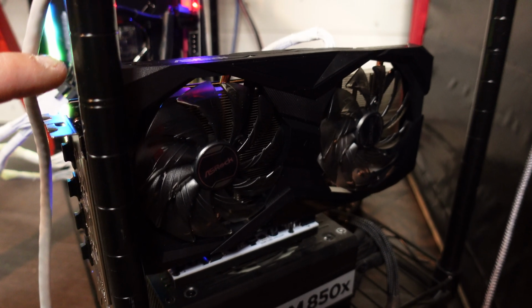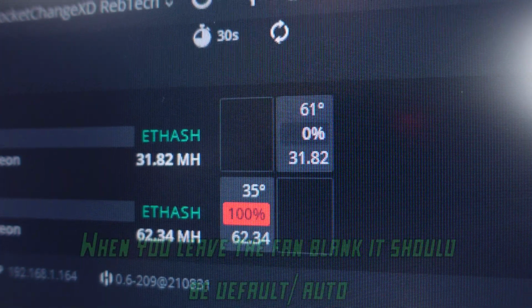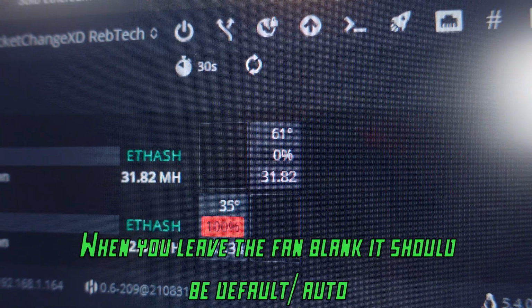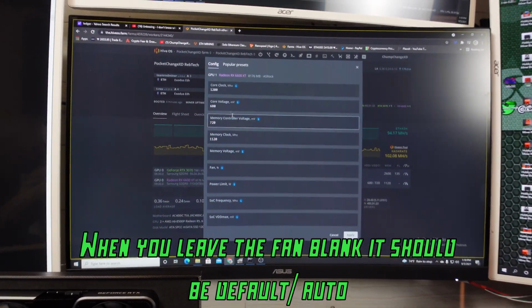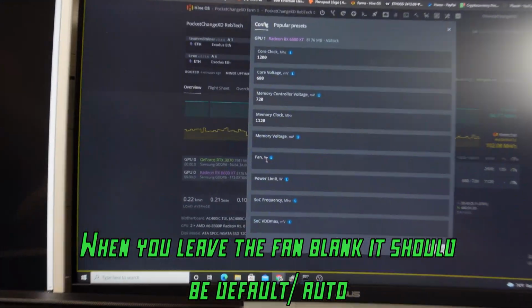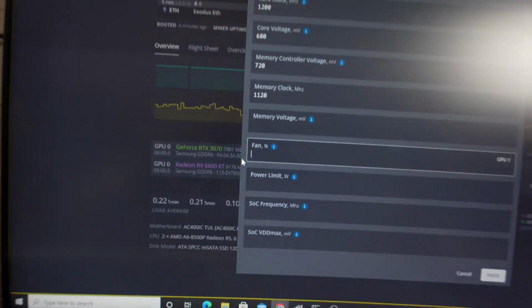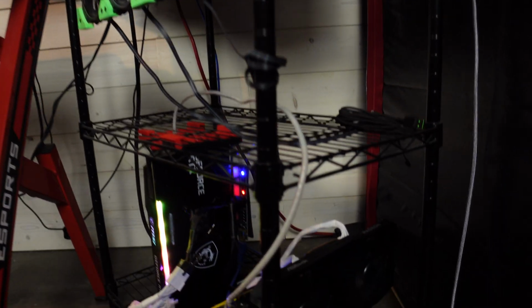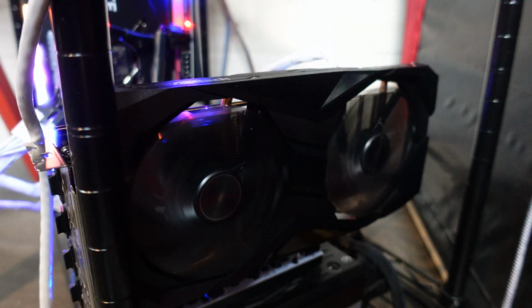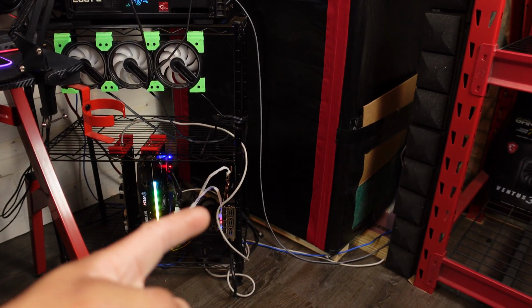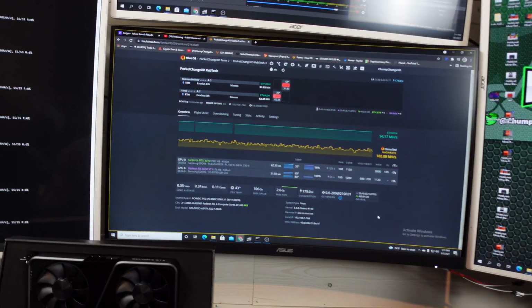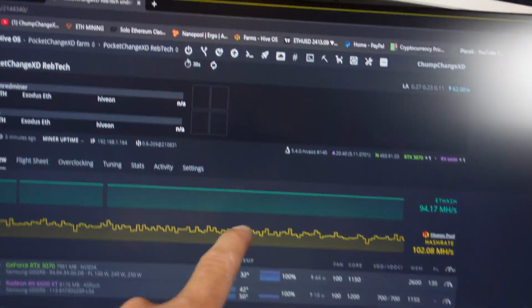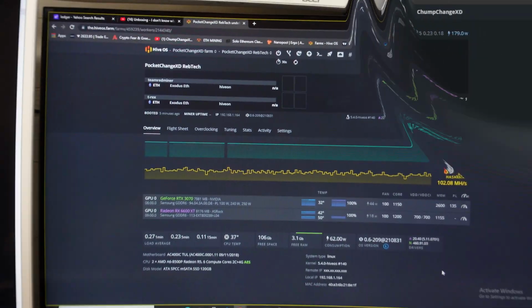I have absolutely no idea why the fans aren't spinning. Look at this, 31.82 and the fans on zero. So I'm gonna go and change that right now because clearly default is supposed to be blank as far as I know. All right, so fun fact, you can't leave the fan section blank on the AsRock Radeon 6600 apparently, because literally, if I left it blank, it said zero.